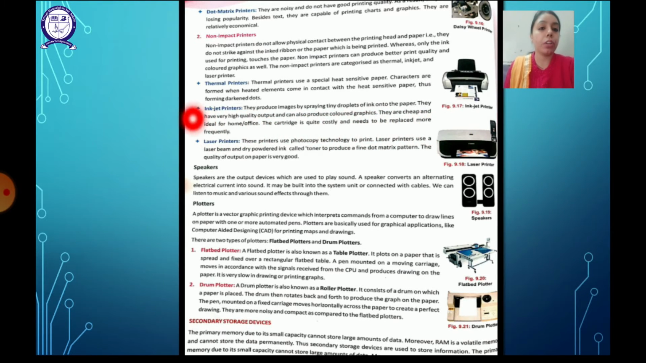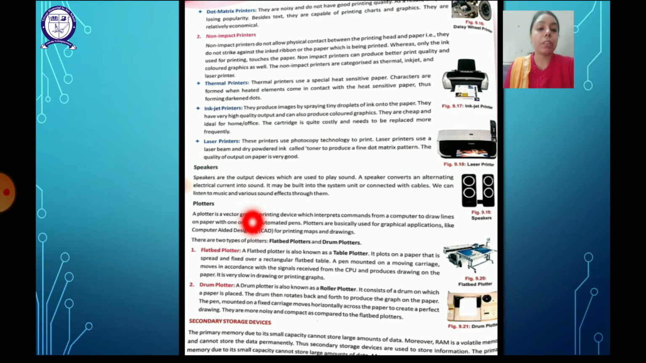Earlier we made use of inkjet printers, but now a new, more advanced technology has come, that is the laser printer. Laser printers print very high quality output onto the paper, and they use a dry powdered ink which we call toner to produce a fine dot matrix pattern. So the quality of output is very good. Nowadays at homes, in offices or in companies, we generally use laser printers, right?